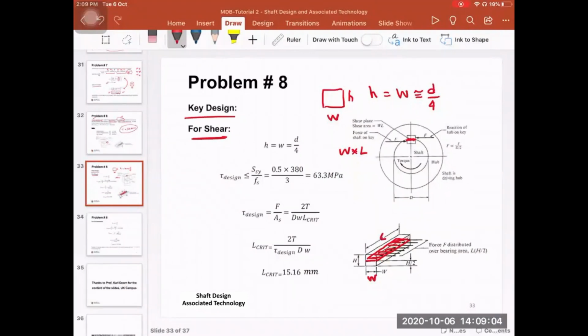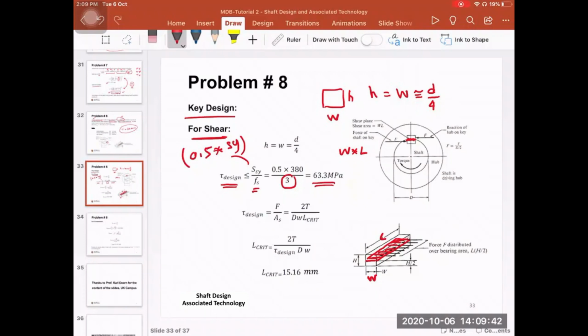Based on that, the design shear stress is less than or equal to the yield shear strength of the material divided by the factor of safety. The 0.5 times the S yield is the yield shear strength of the material. The factor of safety is 3 for the key. So in this case, this gives you the design stress, or the right-hand side of the design equation.